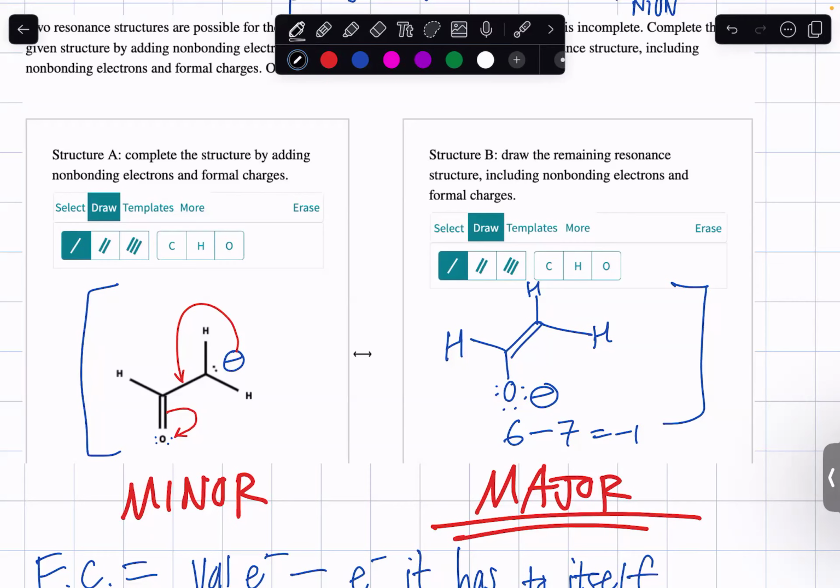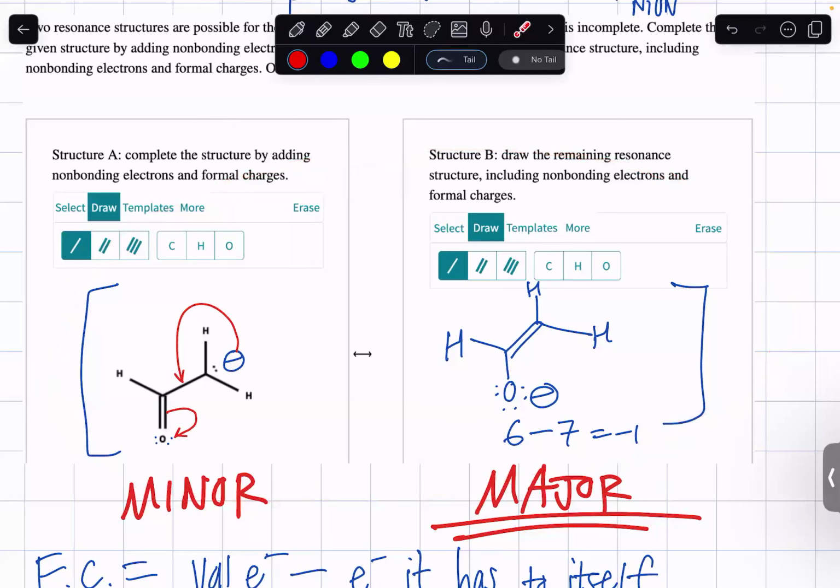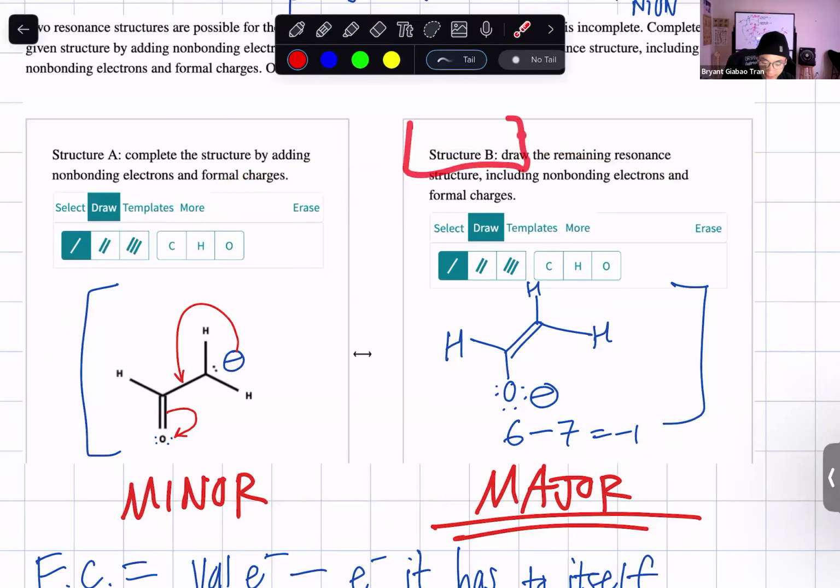Oh, there was a question that asked which one is the major contributor. Oh yeah, on the same problem, the same set of resonances, they asked right under it. Structure B.